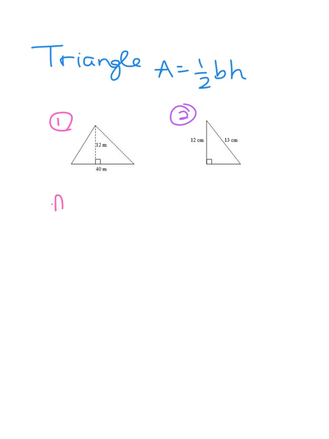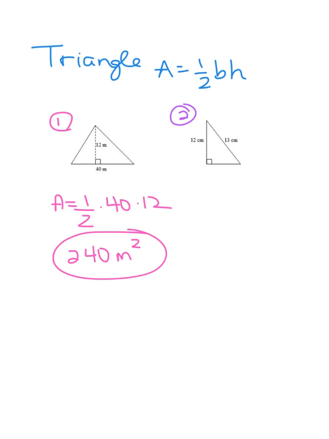So I'm going to take 1/2. My base is 40, and my height is 12. So that one's a nice and easy one because I have everything given to me. So my area of that triangle is 240 meters squared.